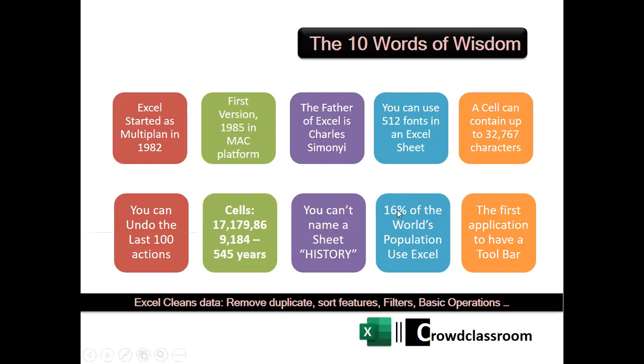So don't leave me. The next one says that 60% of the world's population use Excel. This is a fact from Microsoft itself, and that is fine. Then the first application to have a toolbar is actually Microsoft Excel. So these are the 10 words of wisdom and 10 basic facts about Microsoft Excel. Then we say that Excel helps you to clean your data by removing duplicates, sorting, the feature filter. You can do basic operations and every other thing in Microsoft Excel.